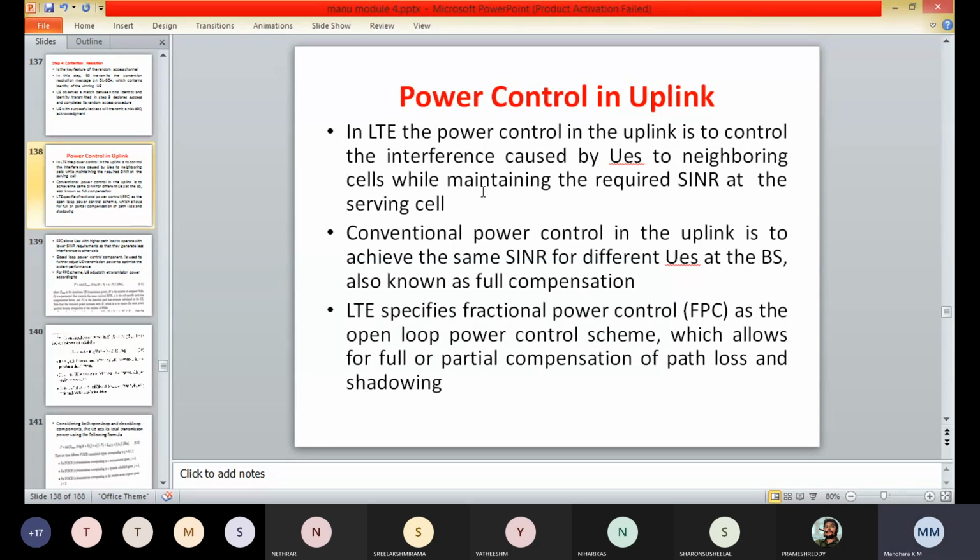So this will leave the inter-cell interference as the major cause of interference and performance degradation, especially for the cell edge user equipments. So in LTE, the aim of power control in the uplink is to control the interference caused by the user equipment to the neighboring cells by maintaining the required SINR at the serving cell.